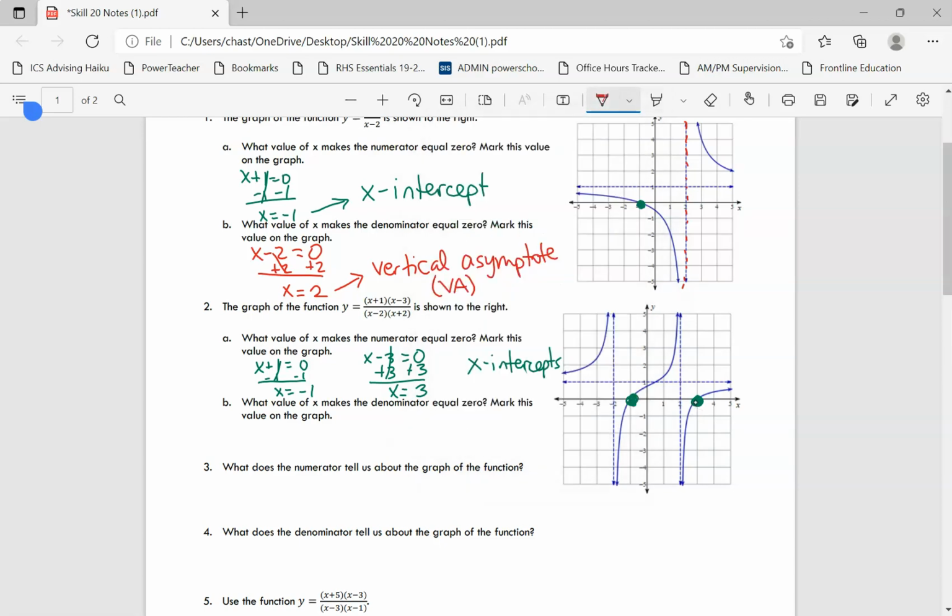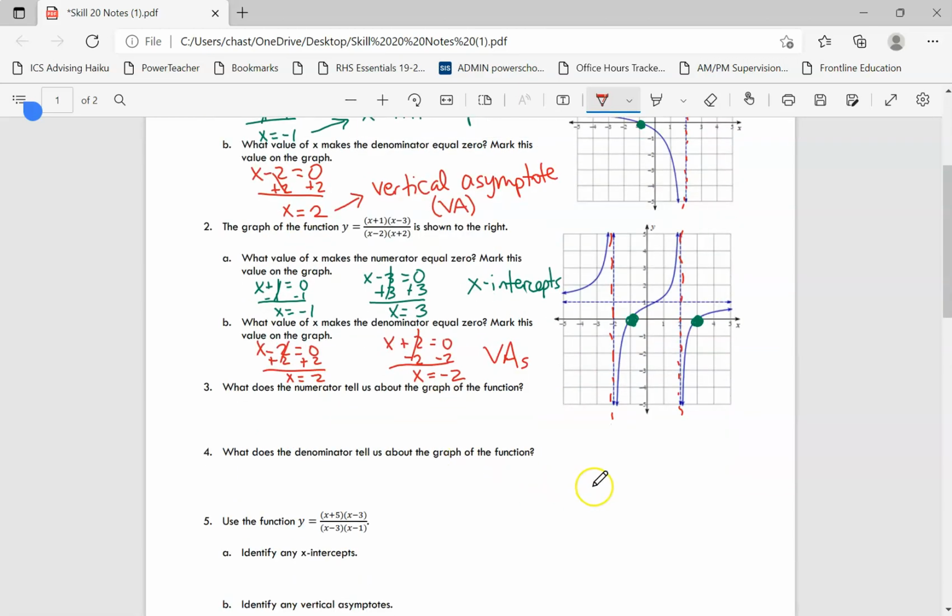Okay. Going to the next part, what value of x makes the denominator equal to 0? Well, it's going to be when x minus 2 equals 0 and when x plus 2 equals 0. So adding 2 to both sides on the first one, I get x equals 2. And when x equals 2, it looks like a VA. And then subtract 2 on both sides on the other equation, and we get x equals negative 2. So again, VAs.